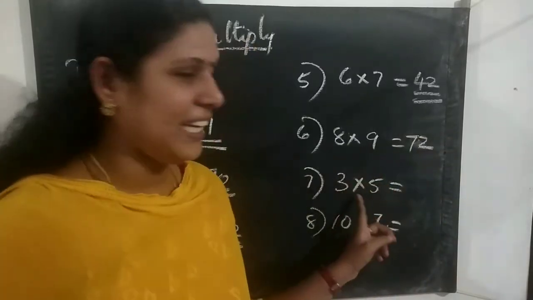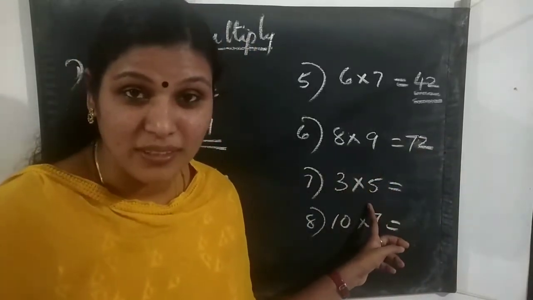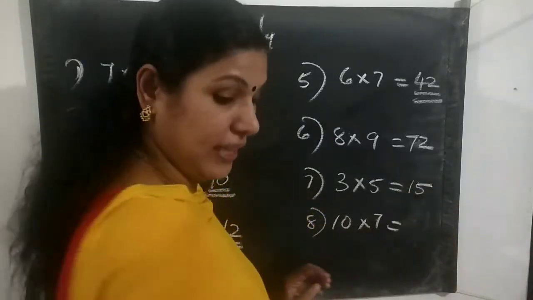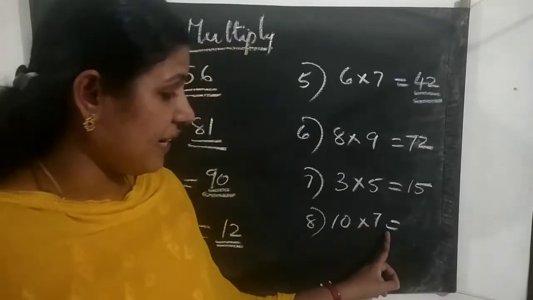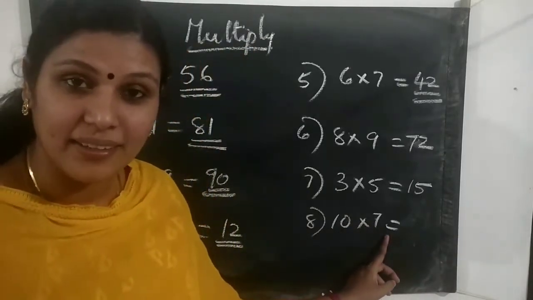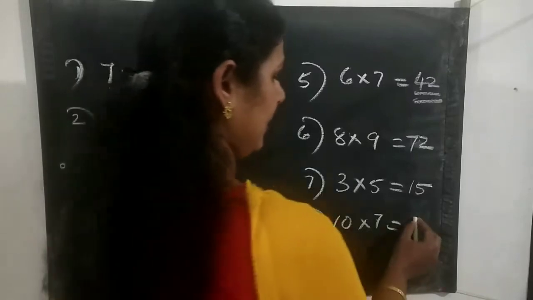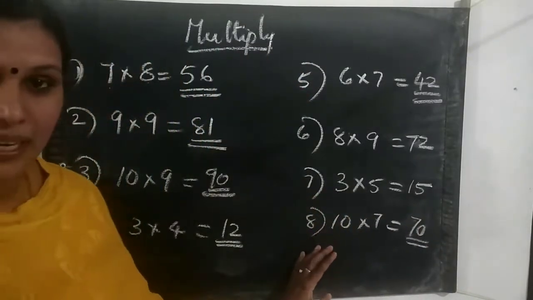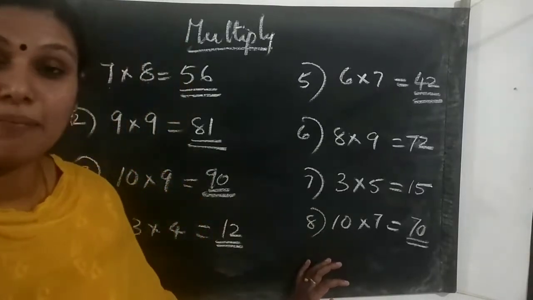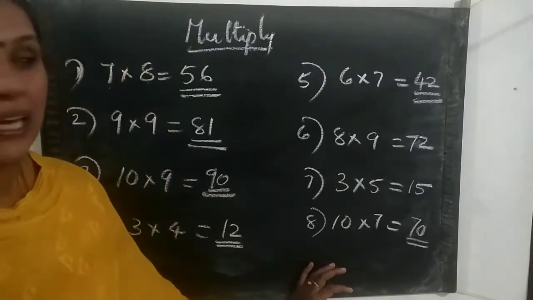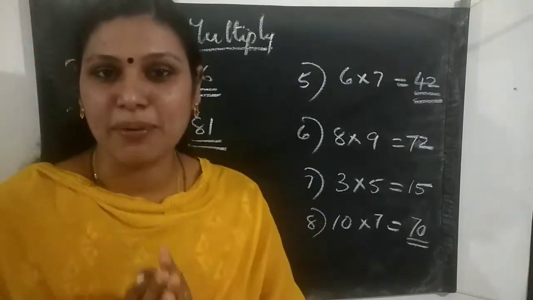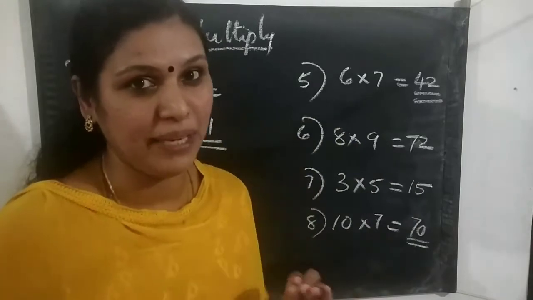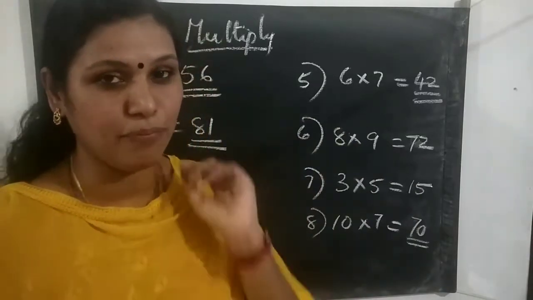Then 3 into 5. 3 5s are 15. Then 10 into 7. 10 7s are 70. Okay, we did this in a very good manner because we know the multiplication table. If we don't know the multiplication table, we can't do anything from this. So the multiplication table is very important.